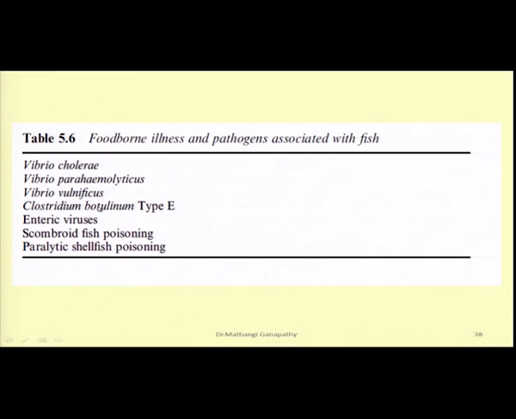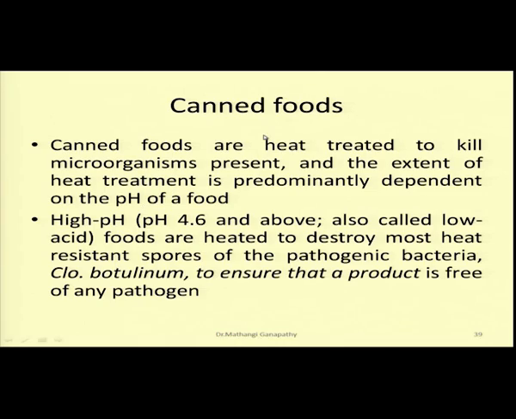All these foodborne illnesses and pathogens are associated with fish. The next category which we are talking about is going to be canned foods. In storage of food by canning, normally after transferring the food to the can and sealing it, the can undergoes heat treatment. You seal the can and then you make it undergo heat treatment so that microorganisms get killed.